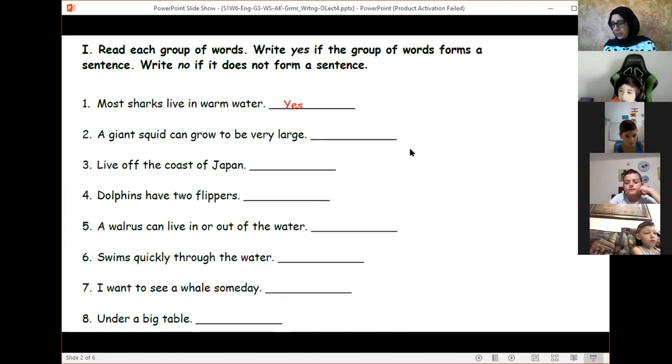Thank you, Majd. Yalla, do the second one also. Number 2. A giant squid can grow to be very large. Is it a sentence? Yes or no? Yes, it is a sentence. Thank you a lot, Majd. Yalla, you can mute yourself.